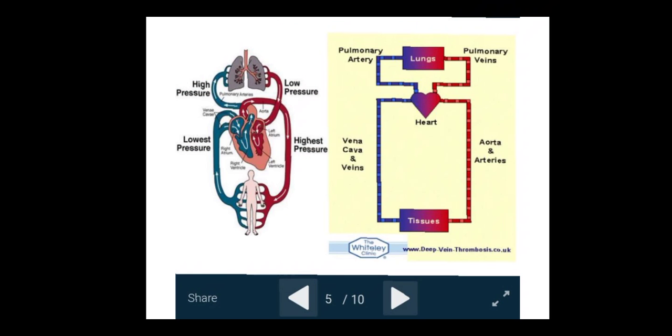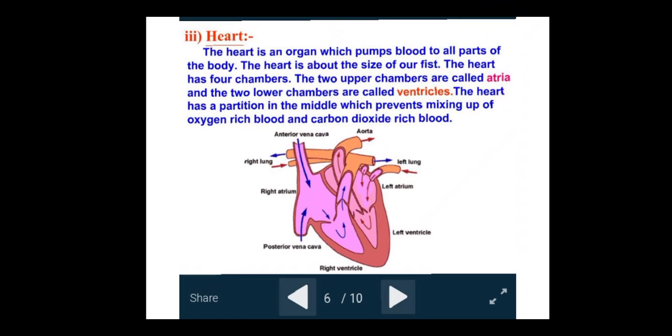Now here you can see how the low pressure and high pressure is occurring from your heart and how the blood is supplied. Now, the heart. What is the heart? The heart is an organ which pumps blood. We all know that the heart is an organ which pumps blood, and the size of the heart is always of the wrist. Your wrist size is your heart size.